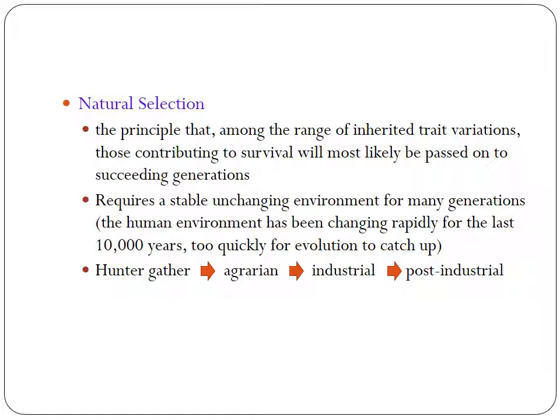So we went from hunter-gatherer to agrarian to industrial to post-industrial in about 10,000 years. We never had a stable environment long enough that we could actually selectively remove genetic traits or behaviors that were no longer going to support us.